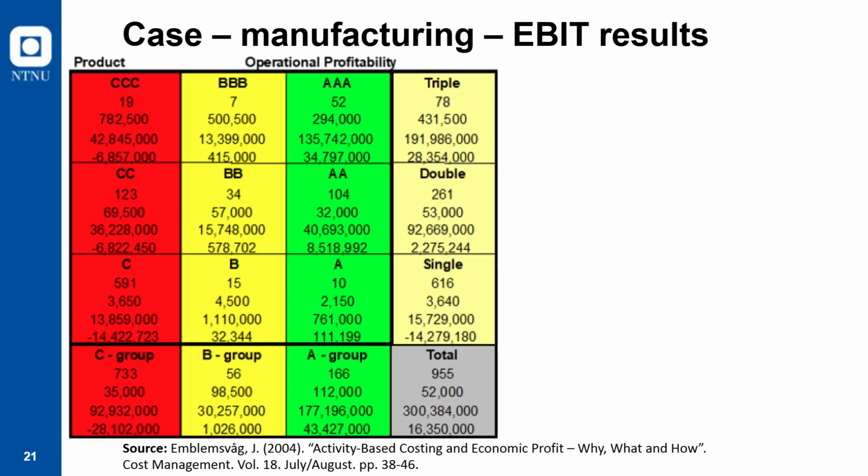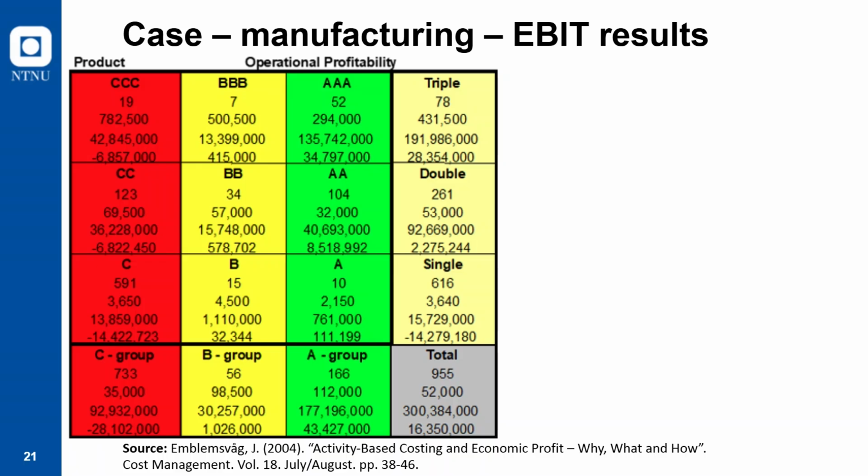Here are the results, and as you can see in the total rectangle at the bottom right, 955 products, 300 million in revenues, and 16.4 million in net profits. Then you can see we split up the products in red, yellow, green, and you have a single, double, triple. So the triple C, for example, you see there were 19 products selling for 42.8 million, but losing, let's see, 6.9 million.